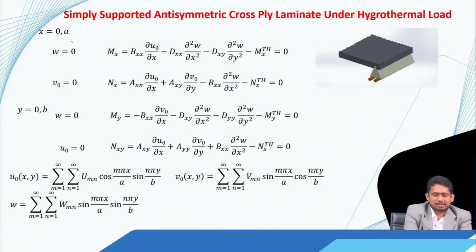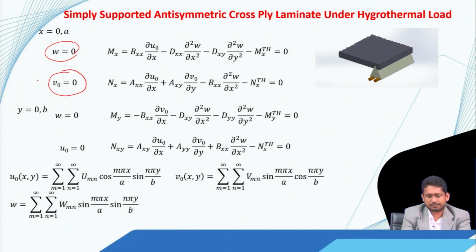So, at x equal to 0 and A we have W is equal to 0, at x equal to 0 and A we have V0 is equal to 0, and at y is equal to 0 and B we have W is equal to 0, and at y is equal to 0 and B we have U0 is equal to 0.